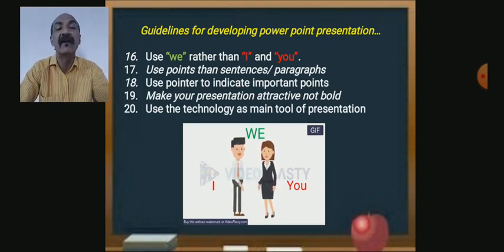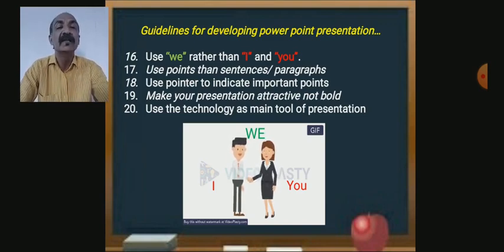Now look at this. I have highlighted "we" with a green color, and I have highlighted "I" and "you" with a red color. It means that "we" creates good relations between the person who is presenting and the audience. That's why it is "we" rather than "I" and "you". If you use "I" and "you", there will be a disturbance between the person who is presenting and the audience, and they will not feel involvement with you.